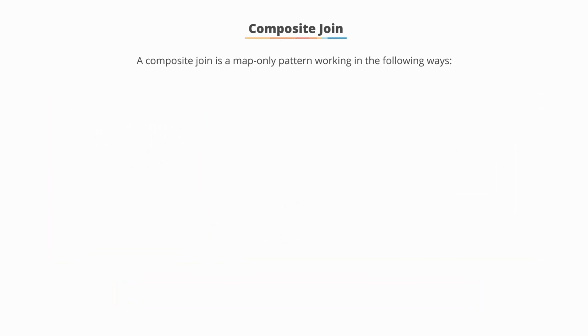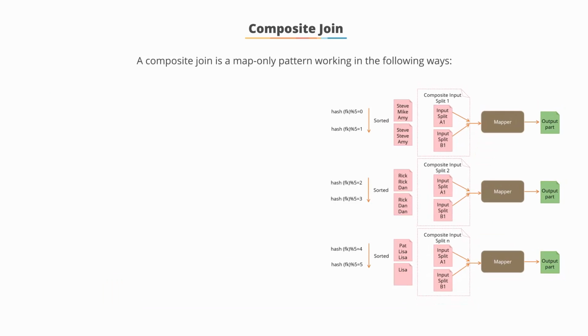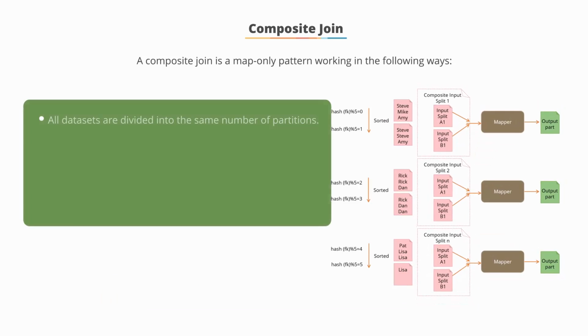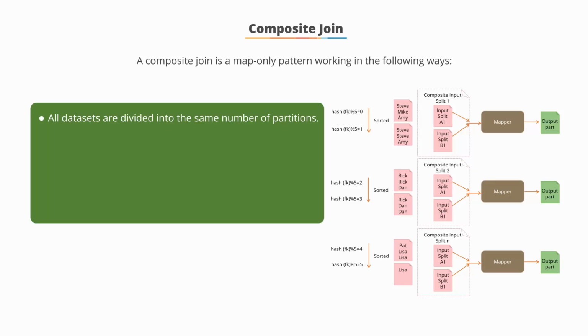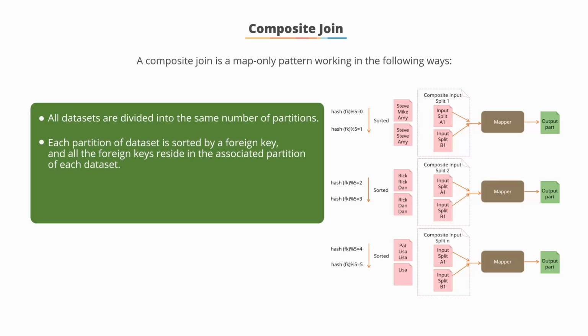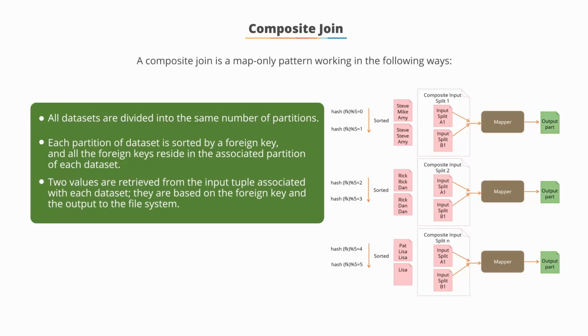A composite join is a map-only pattern, working in the following ways. All datasets are divided into the same number of partitions. Each partition of dataset is sorted by a foreign key. And all of the foreign keys reside in the associated partition of each dataset. Two values are retrieved from the input tuple associated with each dataset based on the foreign key and then output to the file system. This type of join is typically very lengthy and, depending on the size of your datasets, can run for a very long time.